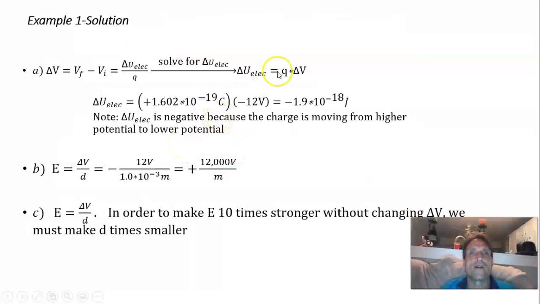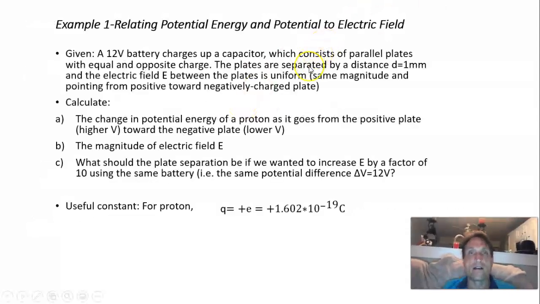Then we know that the change in the electrical potential energy is Q delta V. And so we multiply the charge by delta V, and we get the decrease in the potential energy. Now notice here that the change in the potential is negative. Why is that? Well, it's because we're going from the positive plate of the battery to the negative plate, okay? And so the change in the potential delta V is negative 12 volts if you're going from positive to negative.